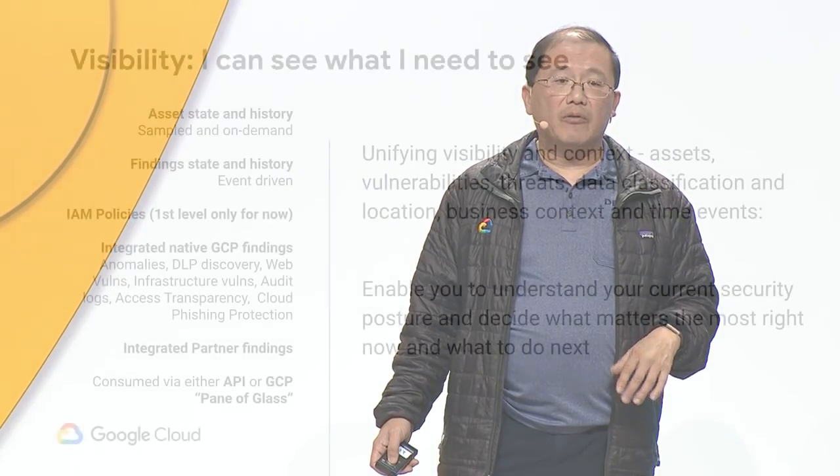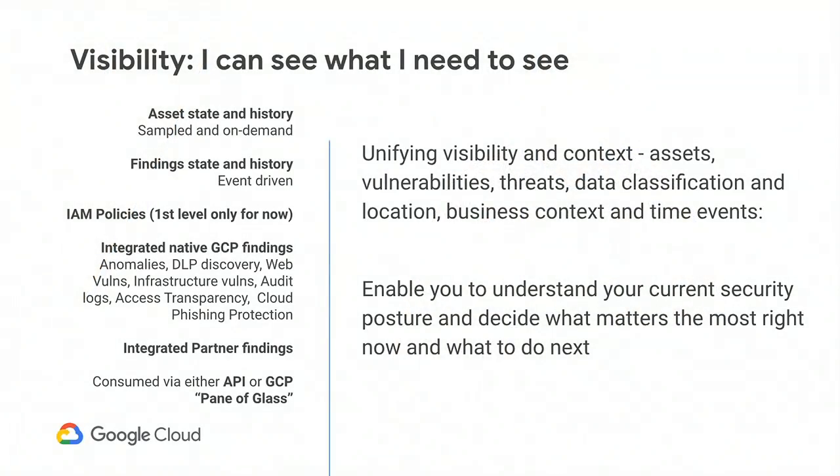So from a visibility standpoint, really our goal here is to allow you to see what you need to see. So that means asset state, asset history, finding state, finding history. Our asset state today is sample-based and scan-based, and so typically scans twice a day with the ability for you to do on-demand scanning for whenever you want, both programmatically and in the UI. Our finding state is event-driven, so event detectors, when they find things, automatically update the finding pieces. One of the key things I think will be very useful for you all as customers is IAM policies on each of the attributes are surfaced in Command Center and can be part of the join parameters.